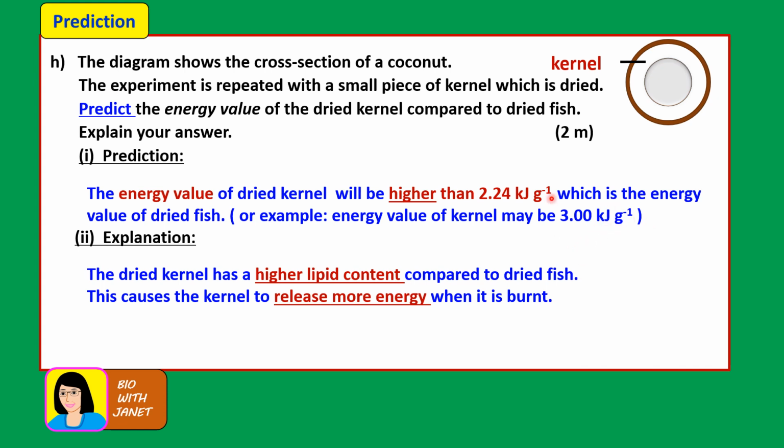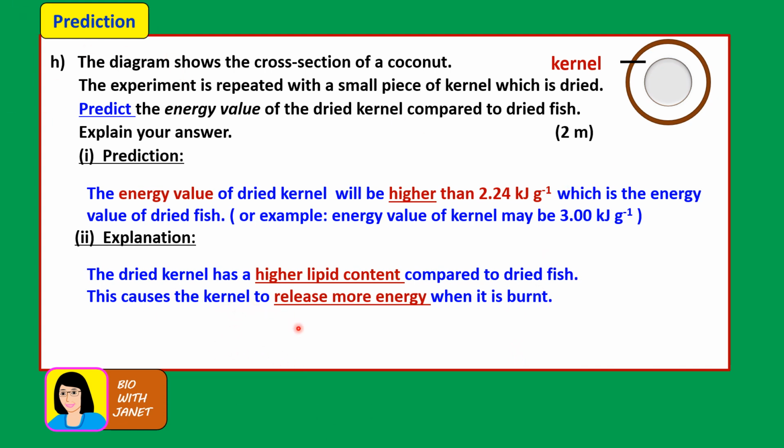Okay, but the most compulsory, important part is whether the energy value is higher or lower. In this case, it's higher than the energy value for dried fish. Number 2 is the explanation. So first part, now we are going to connect or relate the high energy value to the MV. Okay, so the MV here is the dried kernel.